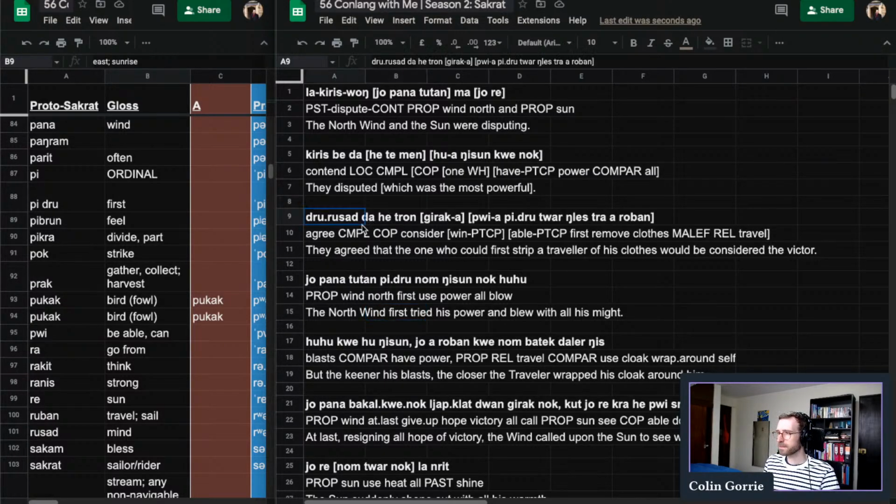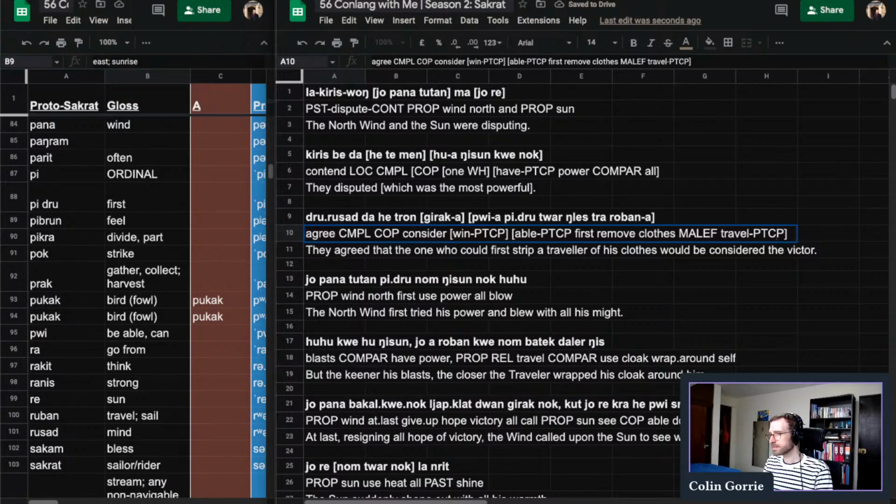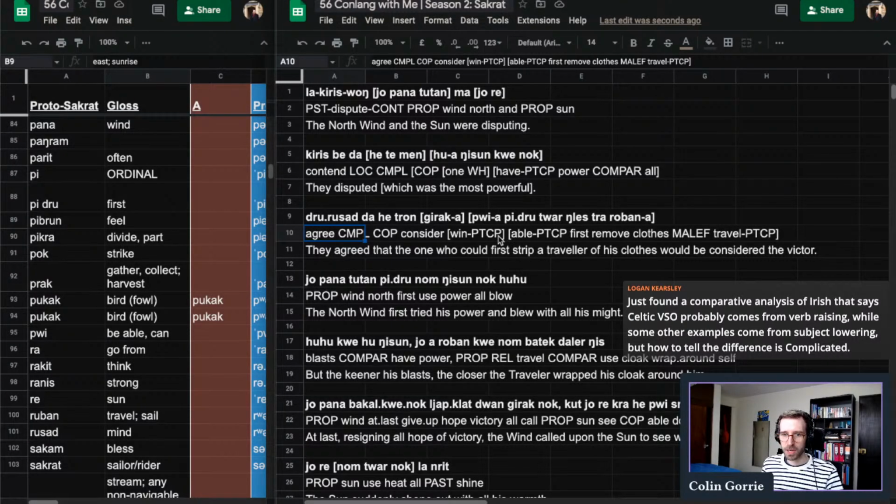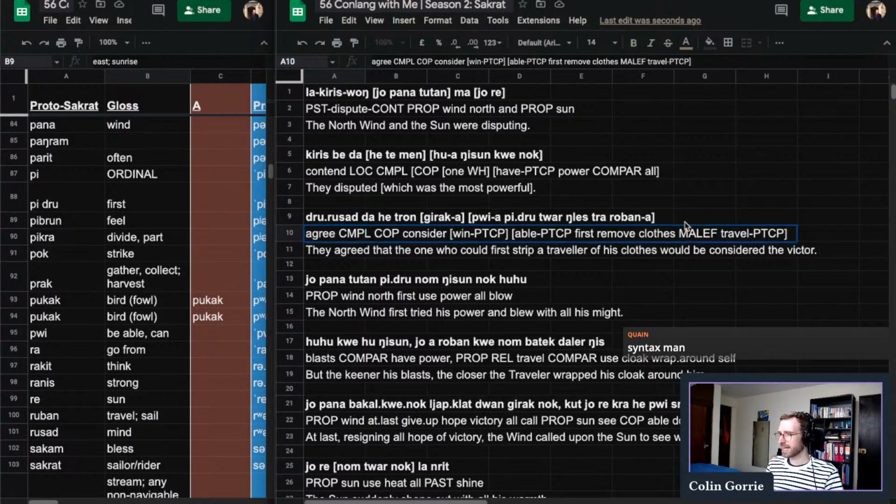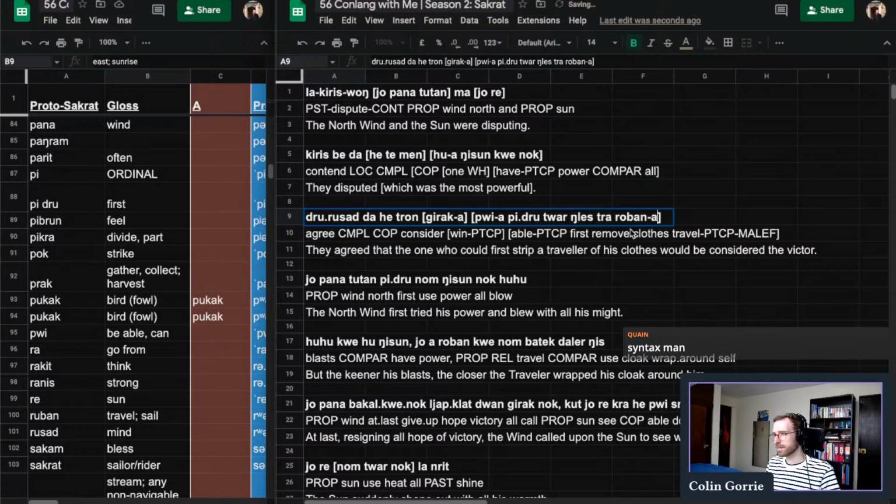All right. And so traveler is going to become robana. Travel participle. And then what we could also do is take some of these things like the malefactive and turn it into a case marking. So robanatra. That's cool.